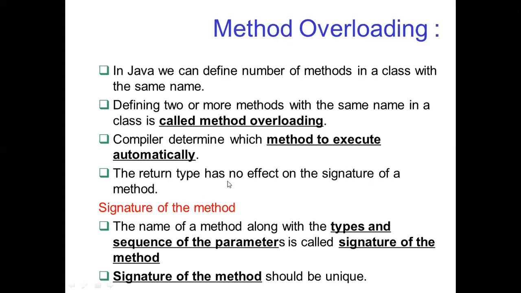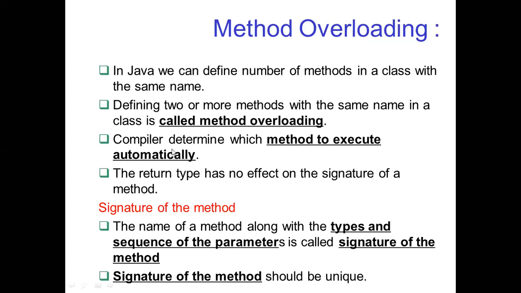But in C++, we just said function overloading. We defined two or more functions with the same name, without a class. Similarly in Java, we have to say that defining two or more methods with the same name in a class is called method overloading. That's the main point here, because everything is put under a class in a Java program.